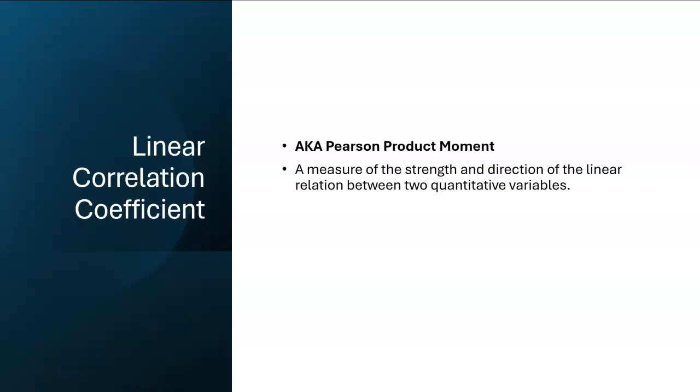And so we have a value that we measure called the linear correlation coefficient, also known as the Pearson product moment correlation coefficient. And this measures the strength and direction of the linear relation between two variables, okay? So there is actually a number that we can get that can determine whether there is a linear correlation or not. And it'll also determine how strong the relationship is and whether it's positive or negative, all right?